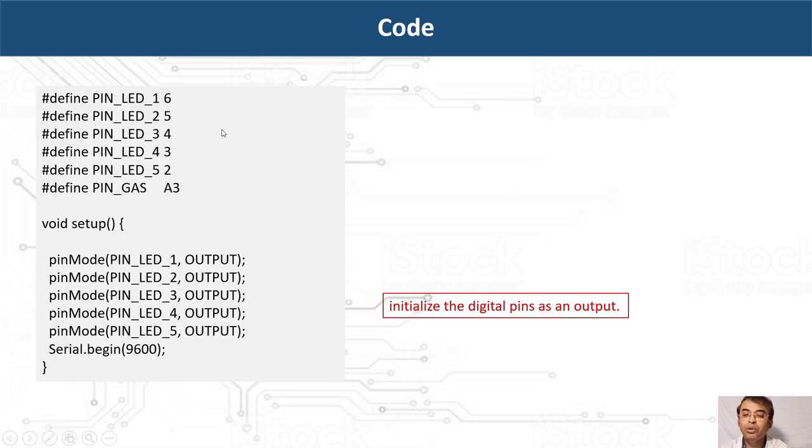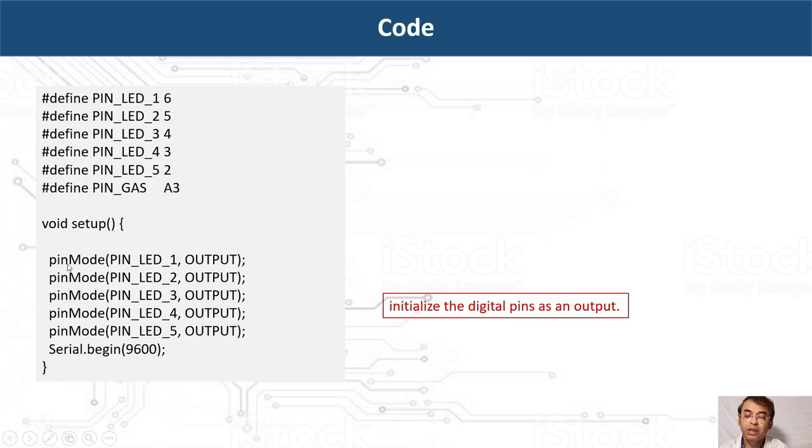Now I'll come to the code. Guys, you can see the pin numbers: the LED pins are 6, 5, 4, 3, 2, and this is the A3 pin, the analog pin which is required for taking input, that is the sensor value. I have connected the sensor pin with this A3 pin of the Arduino board, because Arduino will take the input from that particular pin. So I have initialized all these LED pins as output pins.